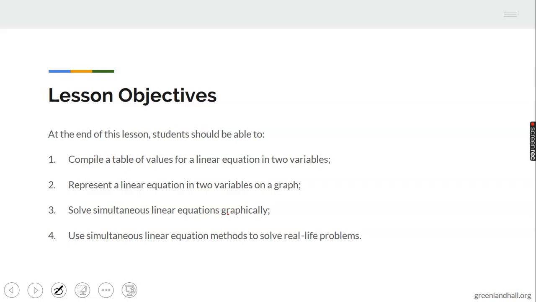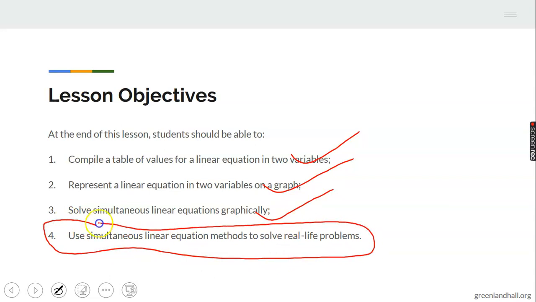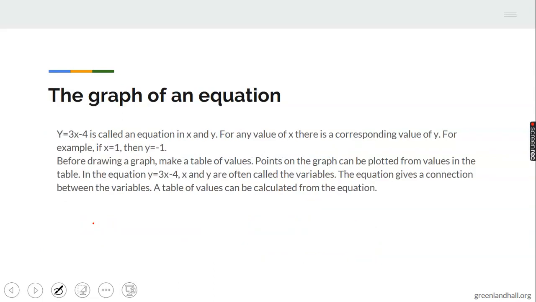Okay, what are the lesson objectives? At the end of this lesson, you must be able to construct a table of values for a linear equation in two variables. Don't forget, it's in two variables. Then you must be able to represent a linear equation in two variables on a graph. Then you must be able to solve simultaneous linear equations graphically. The next part will not be covered in this lesson. That will be for another lesson because of our time. Okay, let's move on.